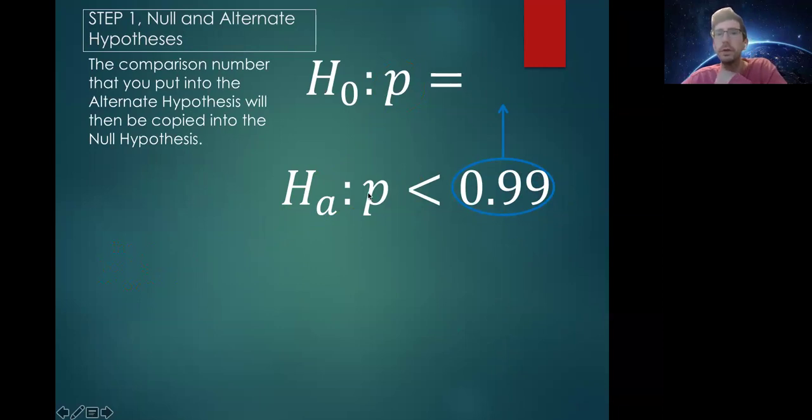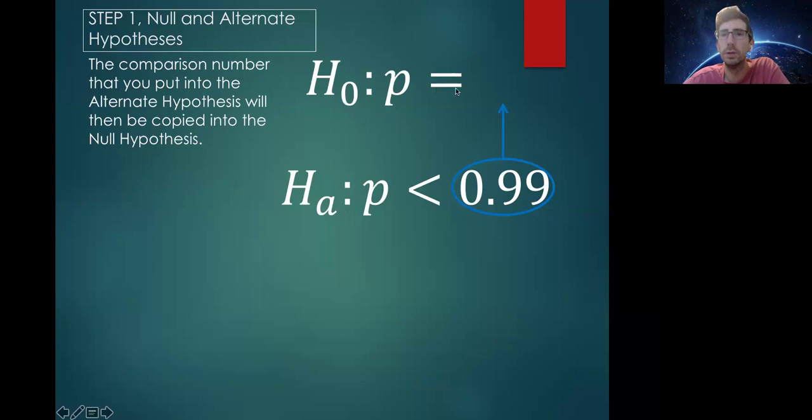So obviously we're comparing the same parameter. We wouldn't put a mean here and a proportion here. So from the question, we determine whether it's a proportion or a mean, if it's a less than, greater than, or not equal to, and the number that they're asking us about. So we fill out the alternate hypothesis, and we put that same parameter in the null hypothesis.